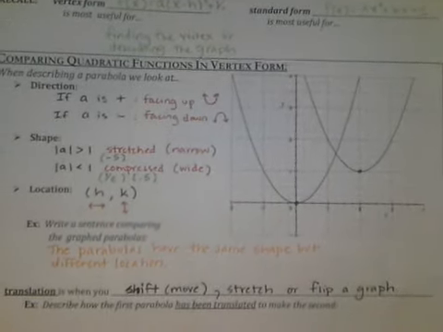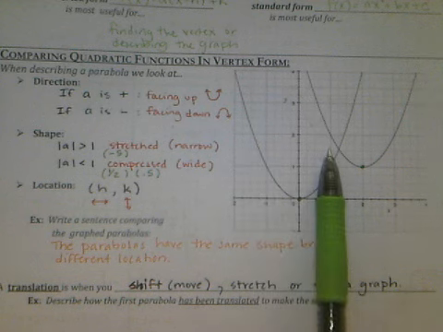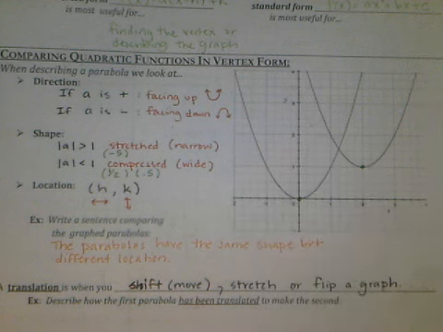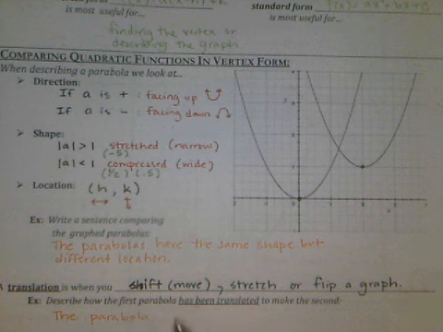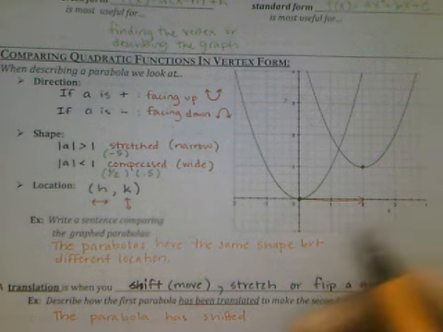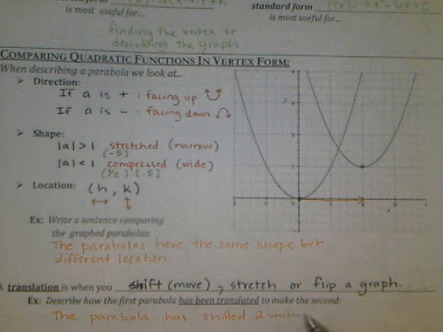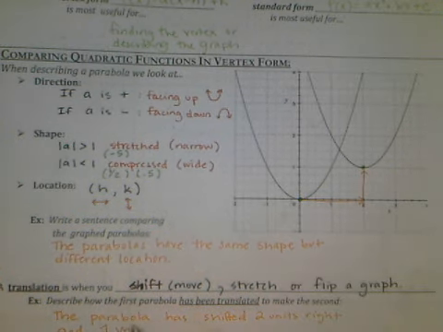Formally speaking, a translation is when you shift or stretch or flip a graph. And so if I wanted to describe how I could change this first graph into the second one, I would be describing a translation. Here's what it would sound like. We would say the parabola has shifted, and then we would be real specific and count the units here. So I could say it's shifted 2 units right, and it's also shifted 1 unit up.